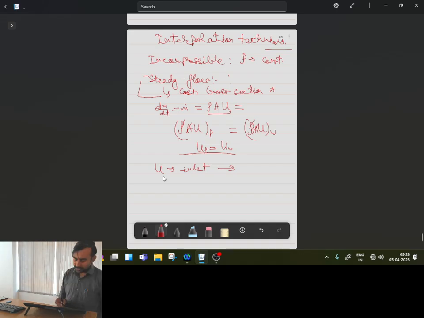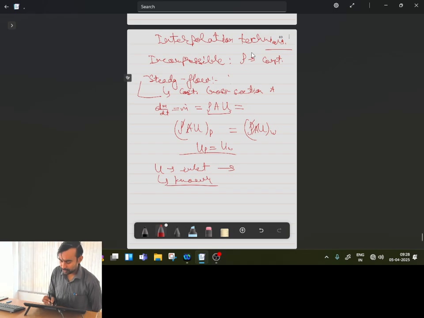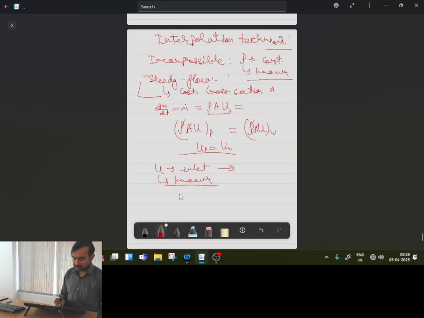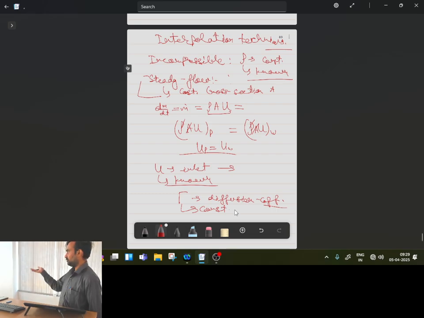So U is again a known parameter to me, and density, being a property of the fluid I have taken, will also be a known parameter to me. Similarly, gamma, what is gamma? Gamma is the diffusion coefficient. So the diffusion coefficient is again a property. I am considering that this diffusion coefficient under the given circumstances is a constant value. It is not changing with other parameters, and its value is also known to me. Are all clear with this point?